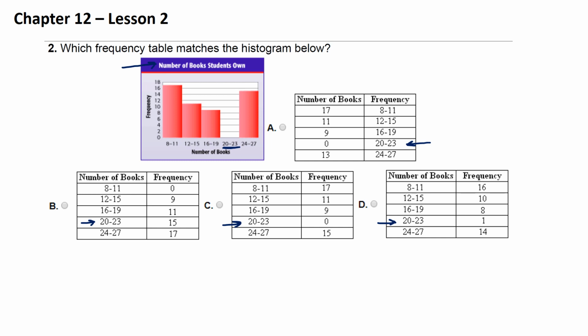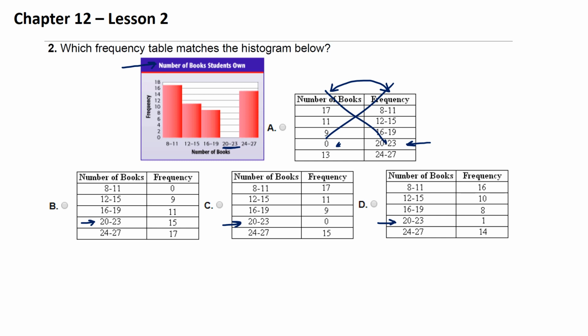Now, do you notice how A's values are kind of flip-flopped, okay? So A right away is incorrect because the number of books is 0 and the frequency is 20 to 23. So this A is already not going to work. So let's look at B.